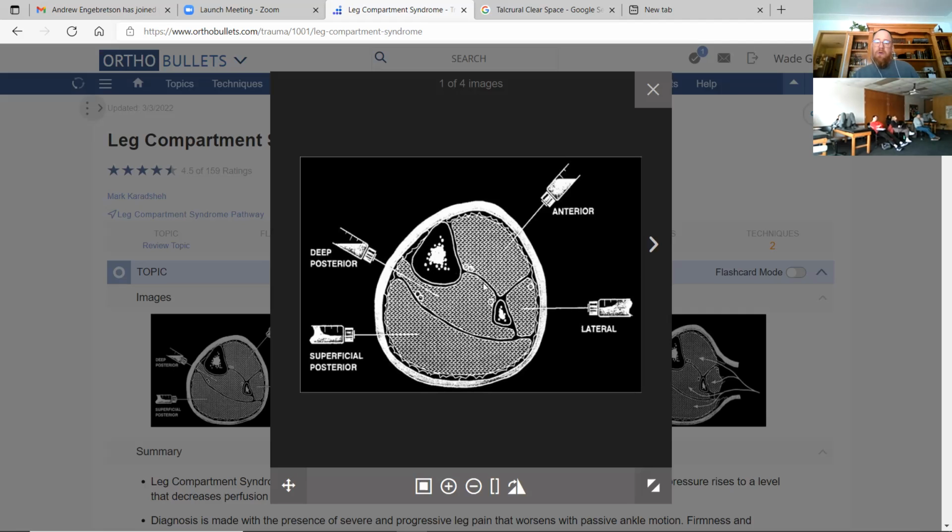What's the first thing that you notice about the spacing between the compartments? Is there really space between the compartments? No. There's not. So here's the problem. As fluid begins to accumulate, there is no place for the fluid to actually go.